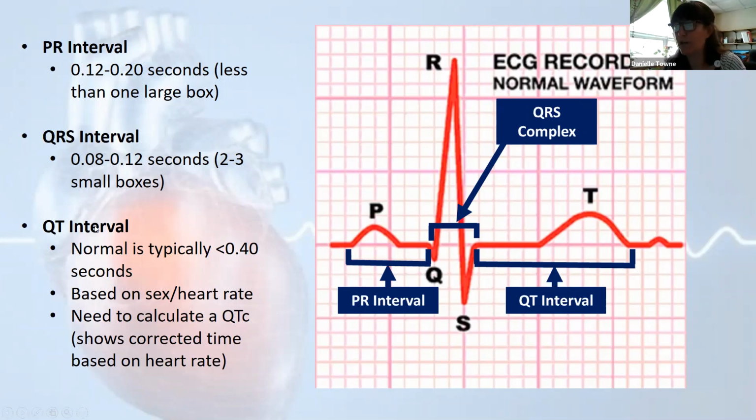And that's why we're not going to talk about QT intervals anymore moving forward, because that starts to go into a different category of what we're focusing on. So what we really want to focus on is the actual rhythm interpretation, and that's going to be focused on your PR interval, your QRS interval, and then those waveforms.